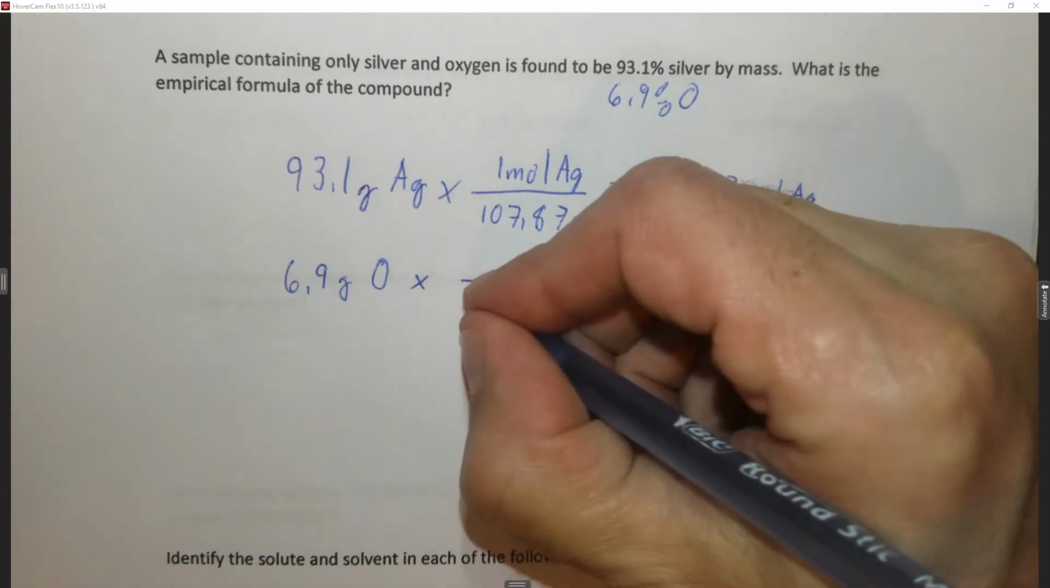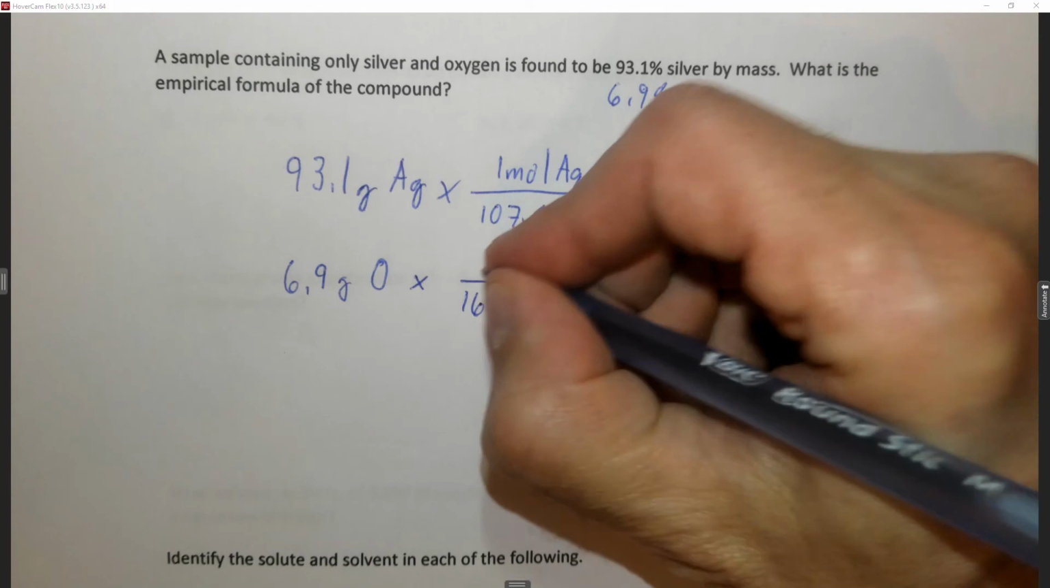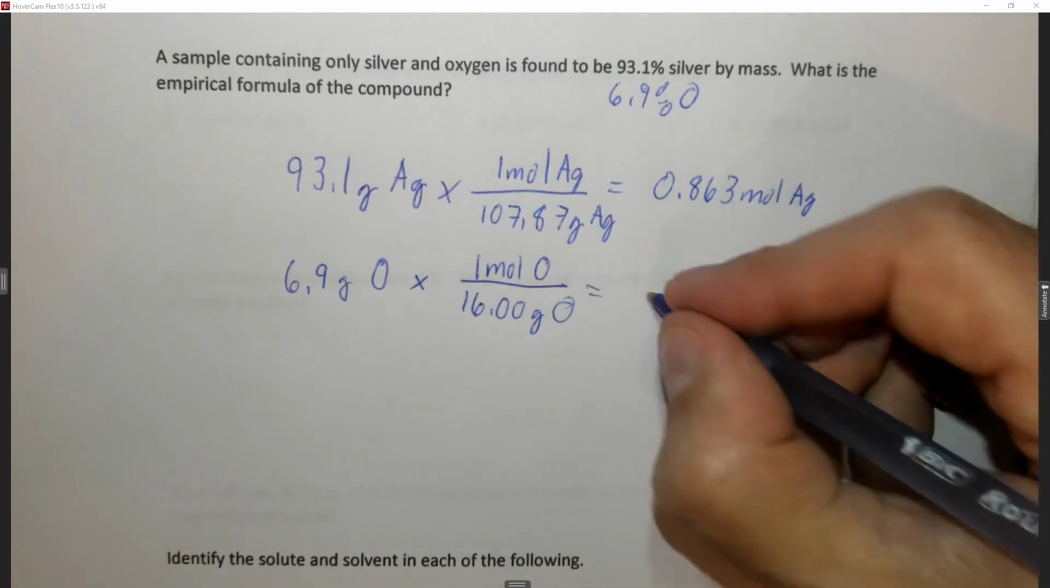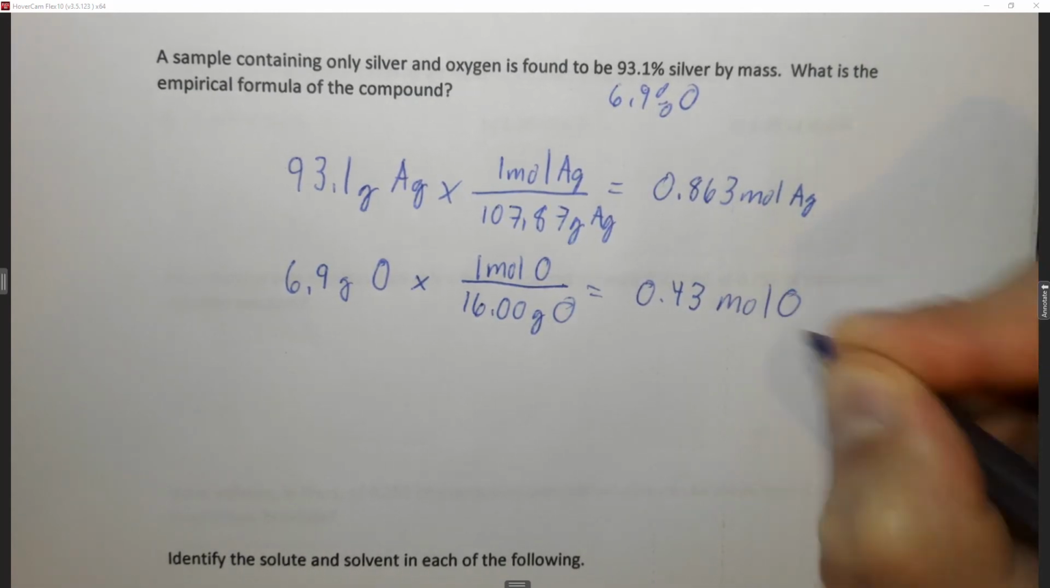Now for oxygen, we repeat the same thing. In this case, we want to put the molar mass of oxygen, which is 16.00 grams of oxygen on the bottom, and 1 mole of oxygen on the top. When we do that, we get 0.43 moles of oxygen.